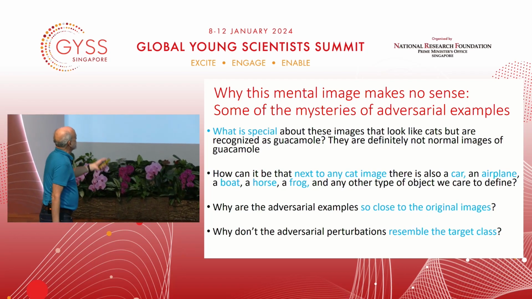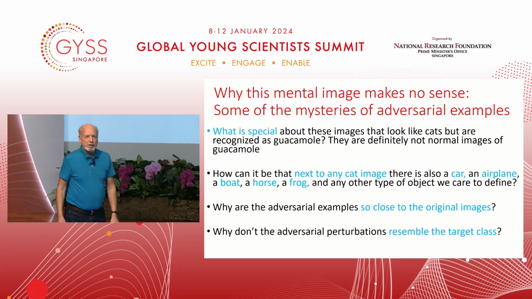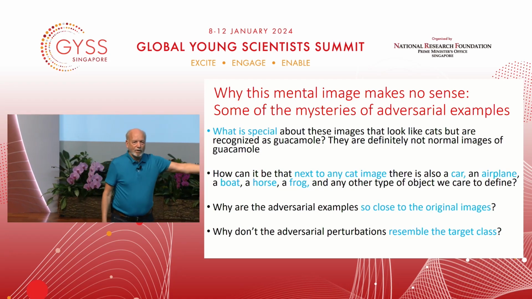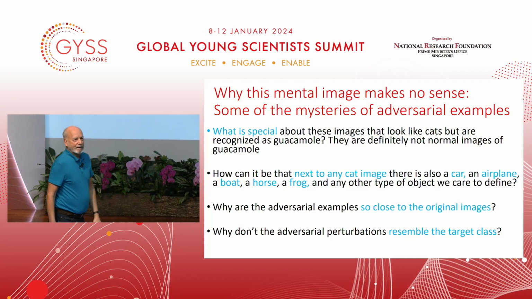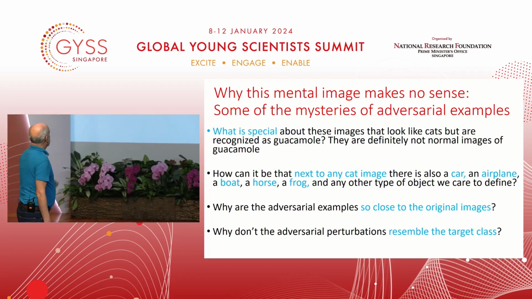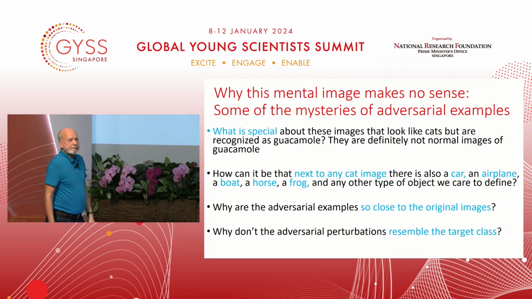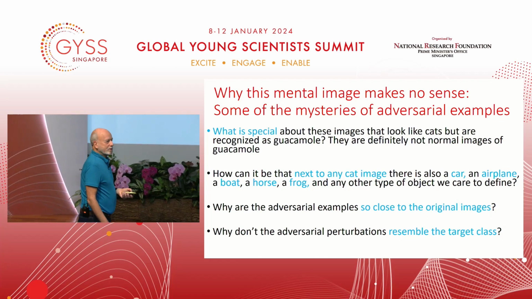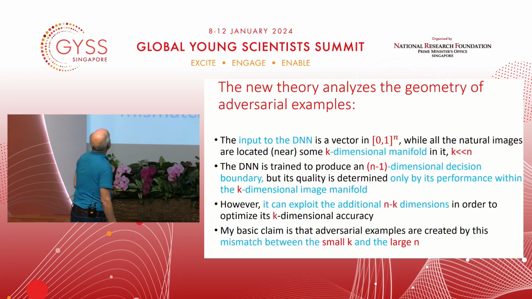Why are the adversarial examples so close to the original images? You don't go all the way, as in the mental image, to the other side of the decision boundary and even beyond the given examples to the 99% confidence level. And why don't the adversarial perturbations resemble the target class? Okay, so these are the big questions I'm going to try to answer today.